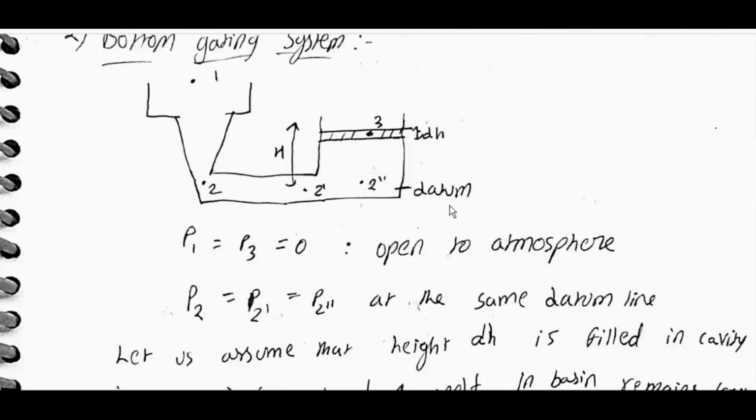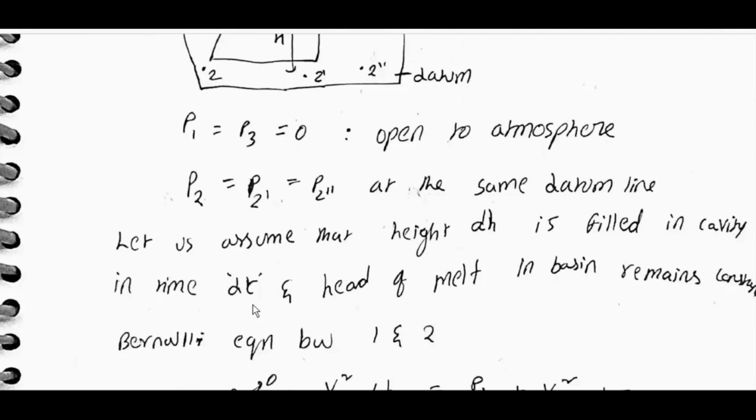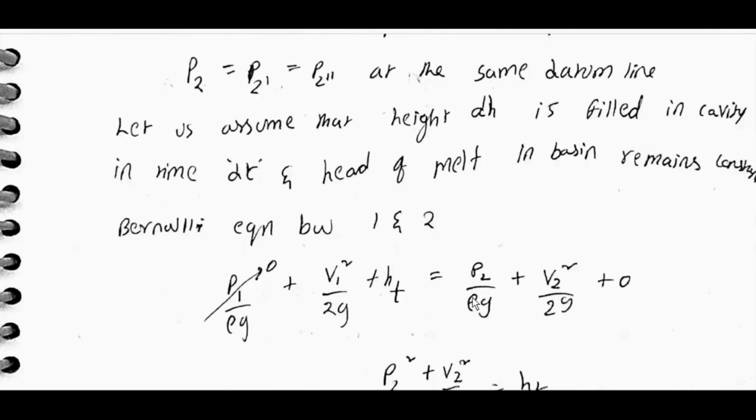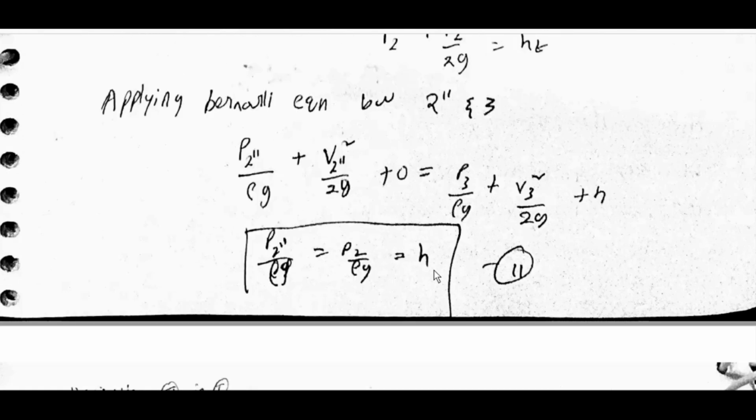Bottom gating system, capital H, dH. P1 is equal to P3 is equal to 0, open to atmosphere. P2 is equal to P2 prime is equal to P2 double prime at the same datum line. Let us assume that height dH is filled in cavity in time dt, and head of melt in basin remains constant. Bernoulli equation between 1 and 2: P1 by rho g plus V1 square by 2g plus Ht is equal to P2 by rho g plus V2 square by 2g plus 0. This is 0. P2 plus V2 square by 2g is equal to Ht.